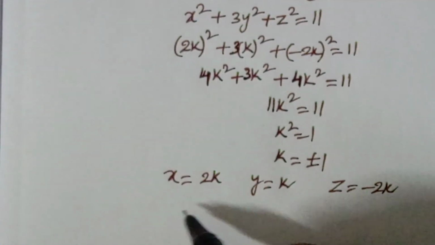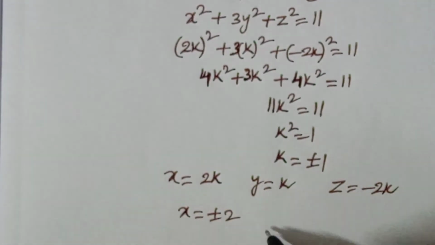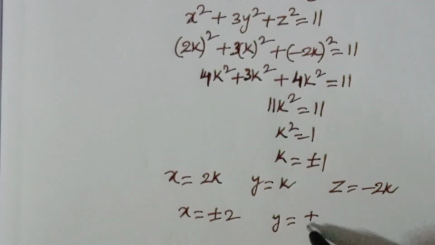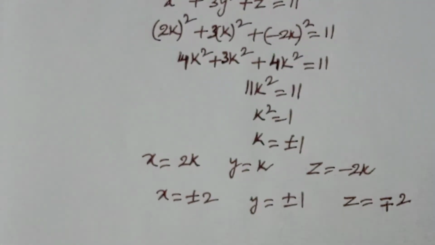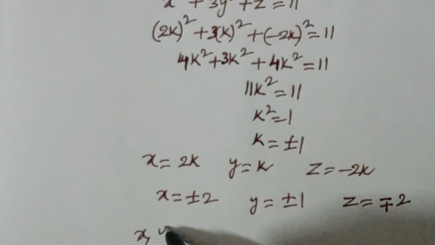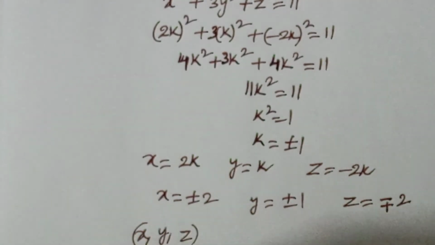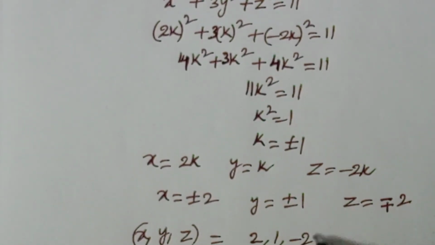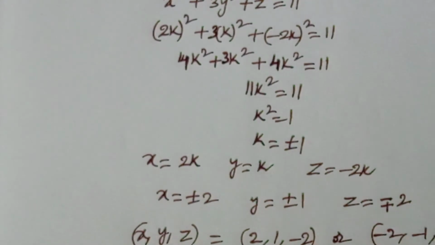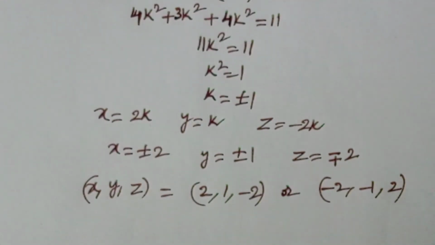So if you substitute the values, x is equal to plus or minus 2, y is equal to plus or minus 1, z is equal to minus or plus 2. So here you have to find the x value, y value and z value. Here you are getting two solutions: (2, 1, -2) or (-2, -1, 2). These are the two triples which satisfy the given system of equations.